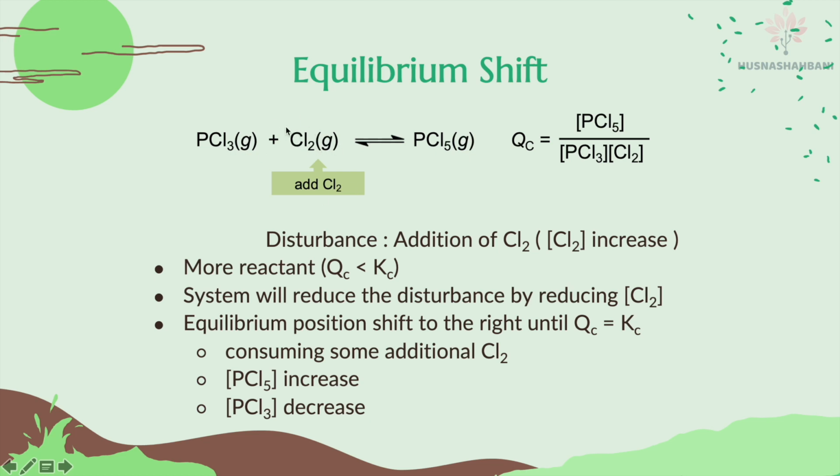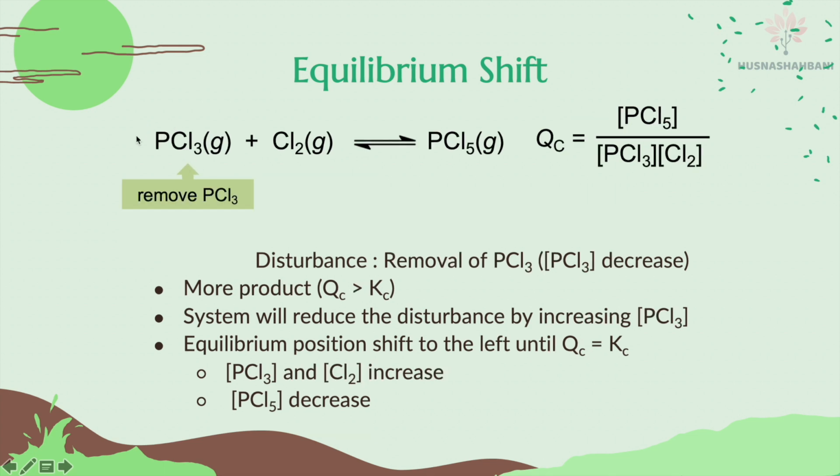When Cl2 is reduced, the Cl2 must react with PCl3 in order to produce PCl5. So to decrease the concentration of Cl2, the concentration of PCl3 will also decrease because the Cl2 will react with PCl3. When these two react, they produce PCl5, so the concentration of PCl5 increases.